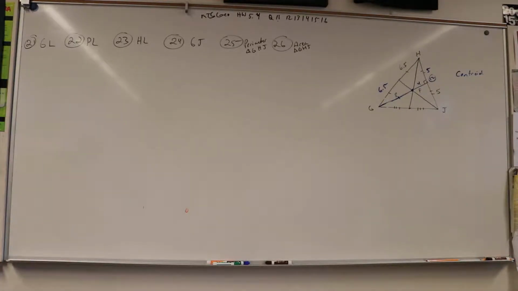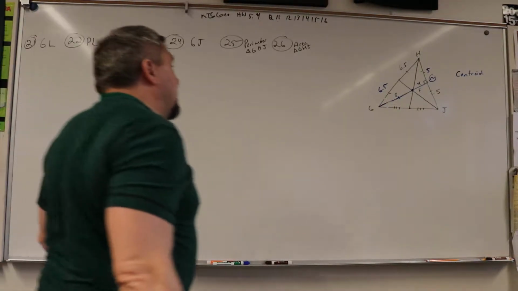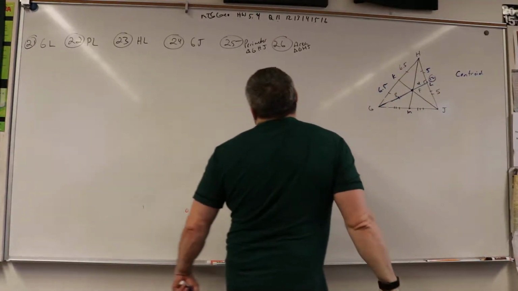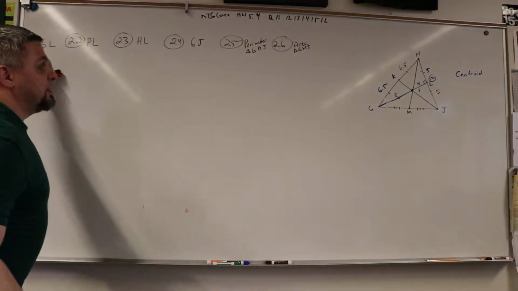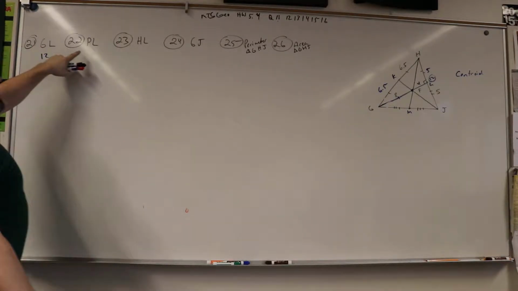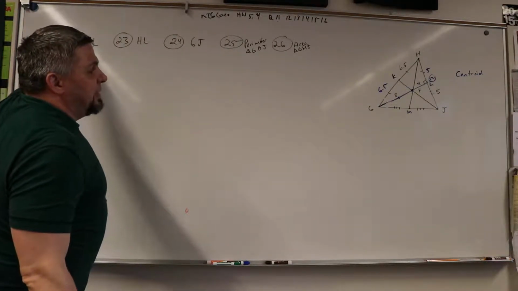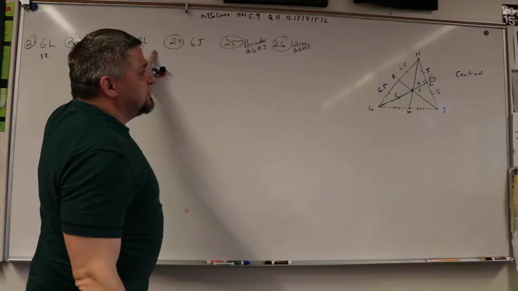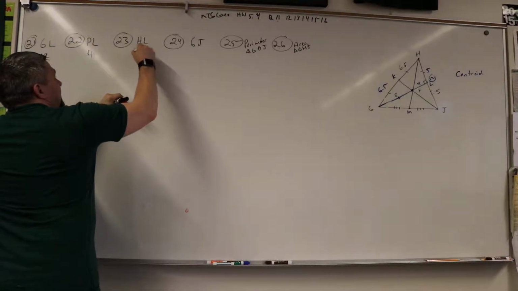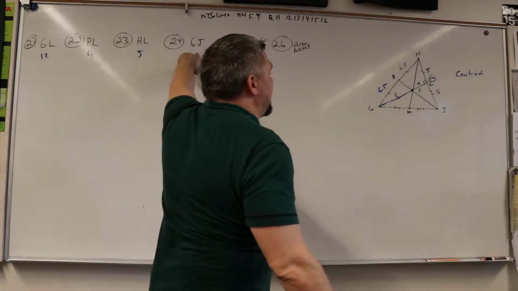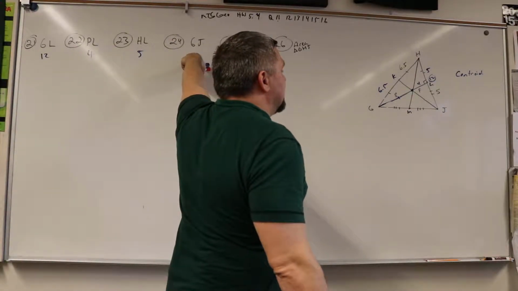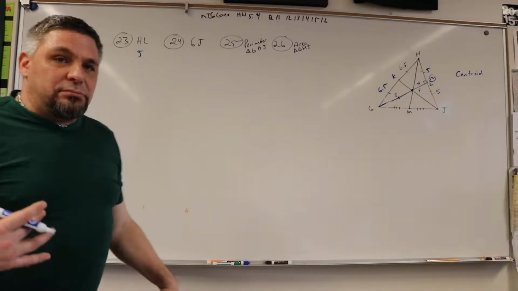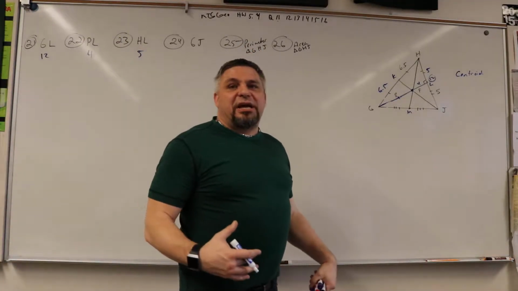Alright. So the other thing is KLM. So I know that GL is 12. I know that PL is 4. I know that HL is 5. Okay, I know that GJ, we don't know what GJ is. So, now it's time to find GJ.